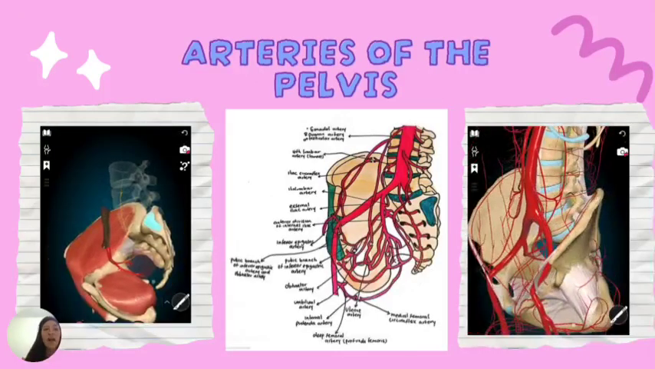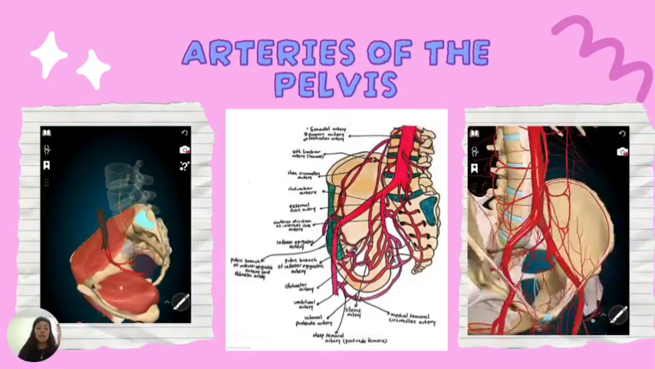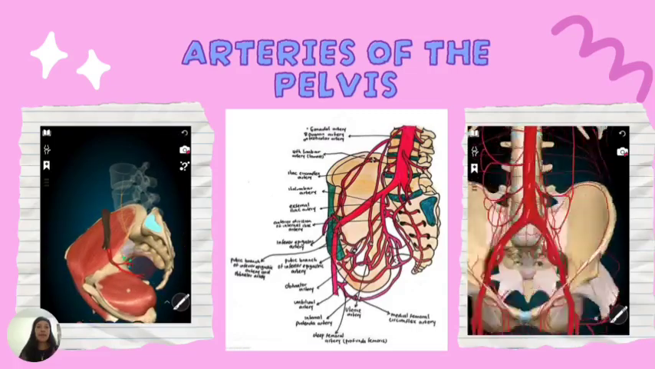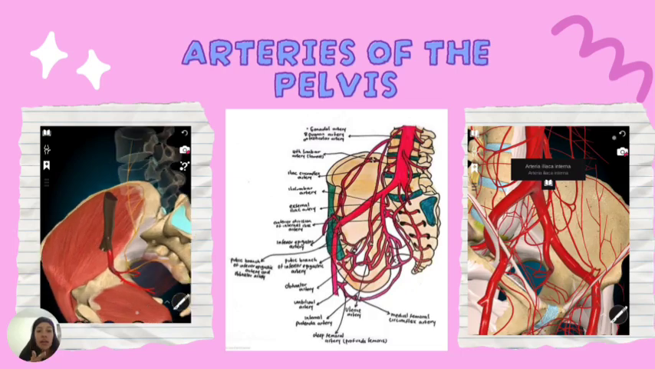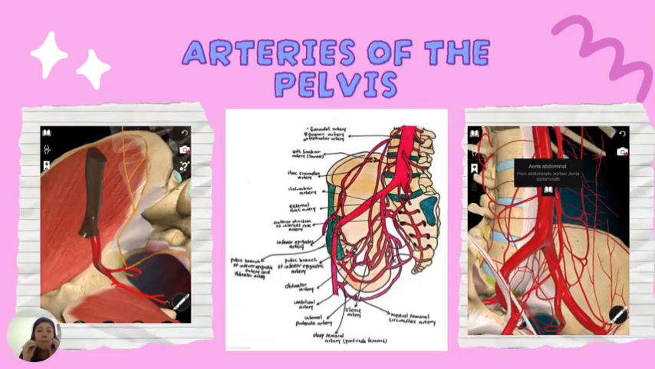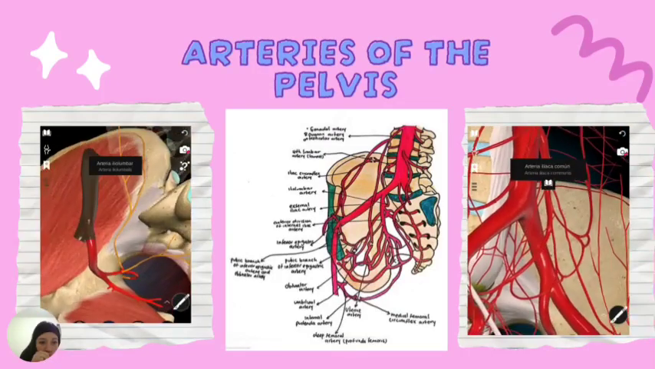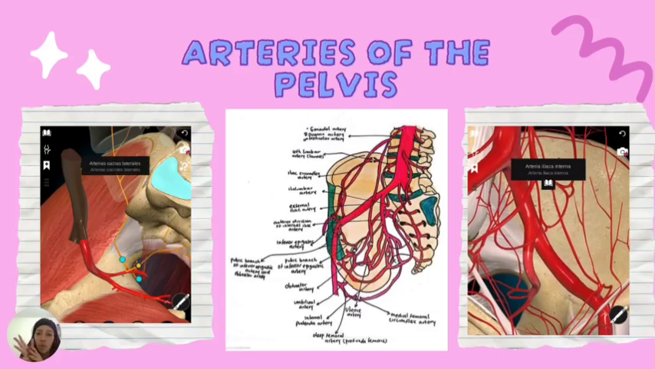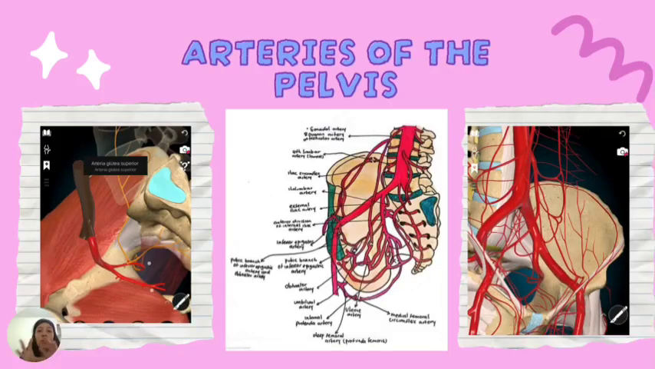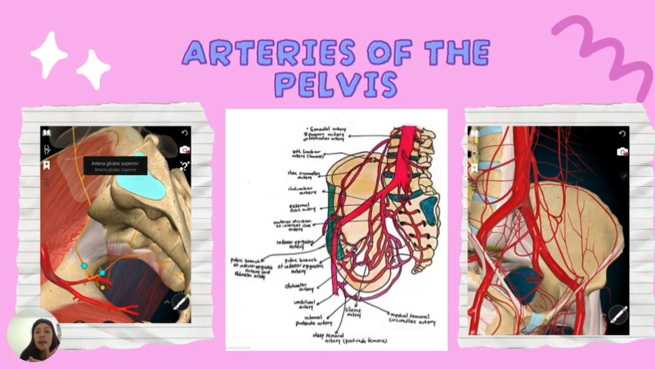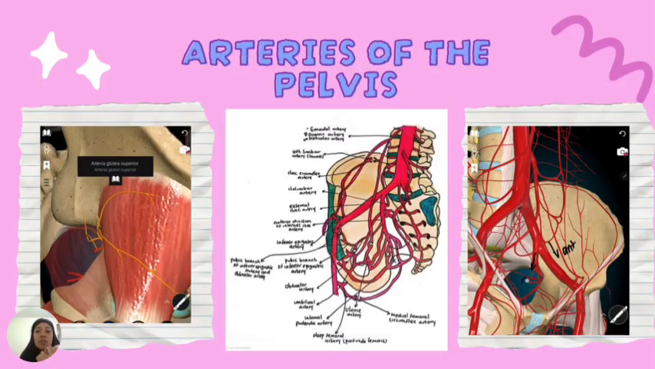The fourth part is the arteries of the pelvis. In this video, we can see the two parts. The internal iliac artery is the main artery located in our pelvis that we can see in the right part. The anterior division supplies most of the pelvic viscera, like the umbilical artery and the superior vesical arteries to the bladder.